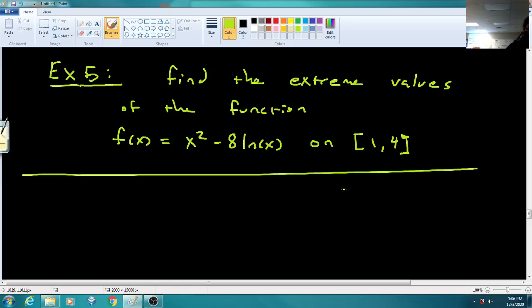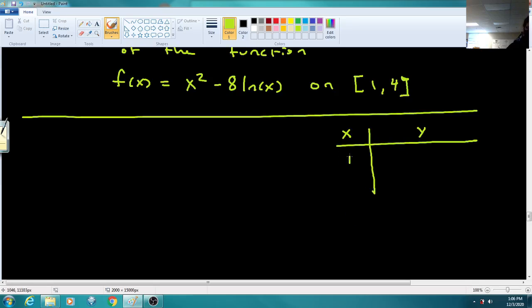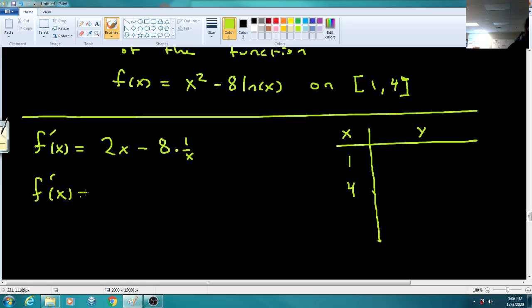Okay, so we're going to build our table, say here's our x's, here's our y's. We're going to need to check 1 and 4 because those are our endpoints. And now let's take the first derivative so we can see where it is 0, where it is undefined. First derivative is 2x minus 8 times the derivative of natural log, which is 1 over x. So we basically got f prime of x is 2x minus 8 over x.